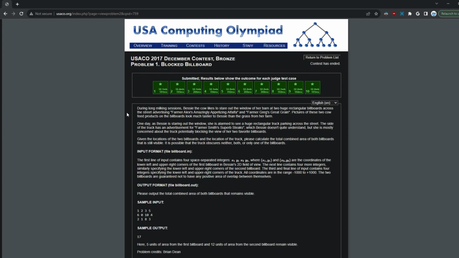And this truck actually might be obscuring some of the billboards. I say might because the problem states that the truck will obscure neither, one, or both of the billboards, right? So the truck might be covering some of the billboards, and all we need to find is the area of the billboards that is still visible even after the truck is blocking it, right?